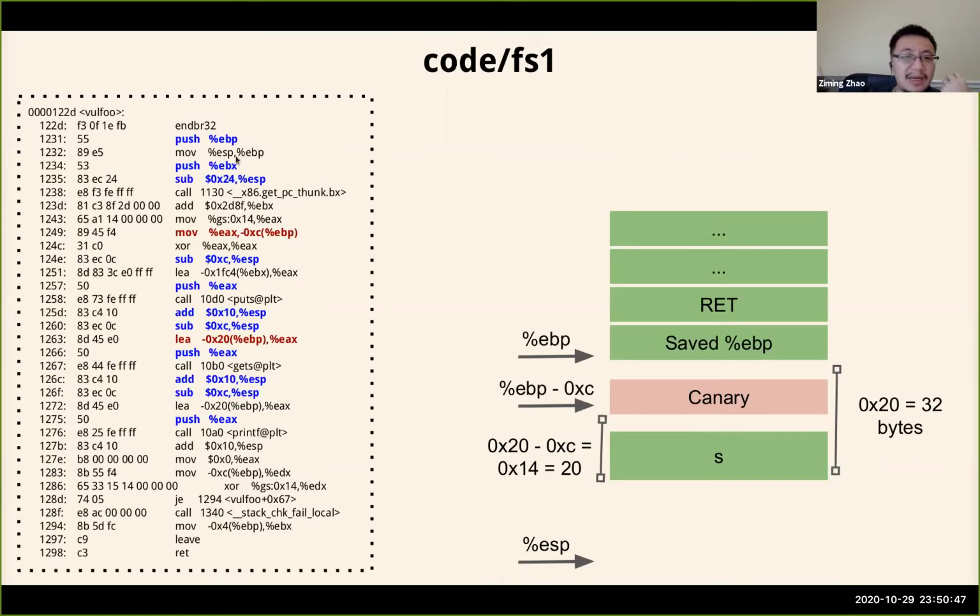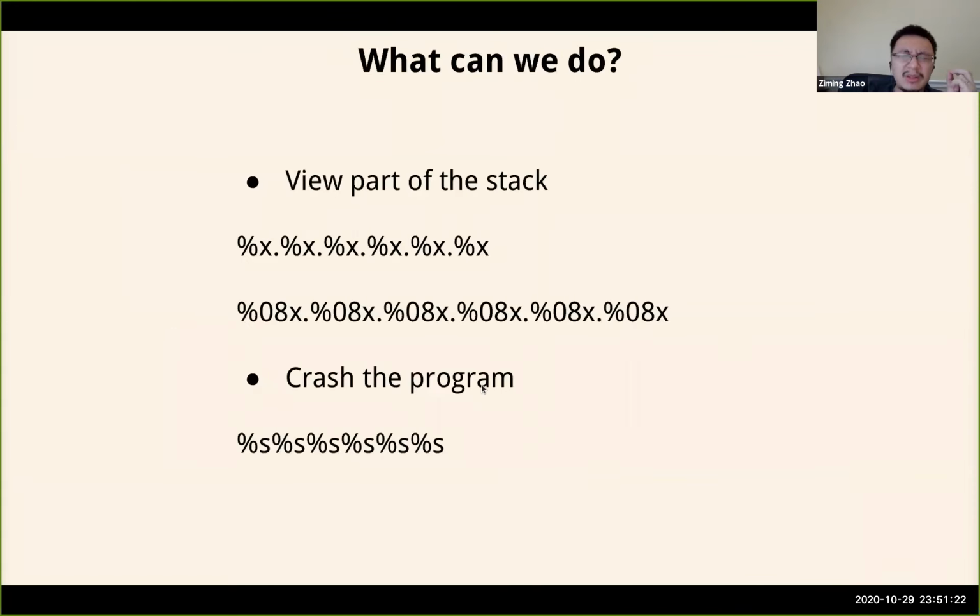However, I also highlight all the instructions that could affect the ESP here. So you can see we have push EBP, push EBX, then subtract, and another subtract, push, and so on. After all of this, ESP will point somewhere here, at an address lower than S. Where it exactly points doesn't really matter, but we know that ESP is pointing to some lower address. Okay. So what can we do with this?